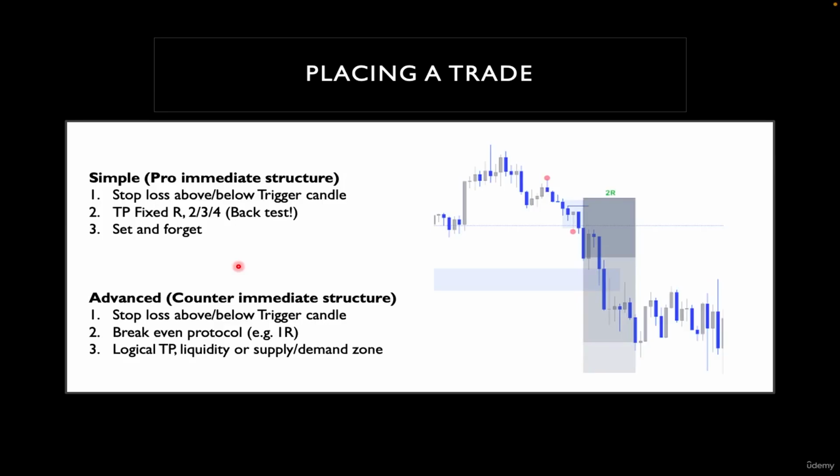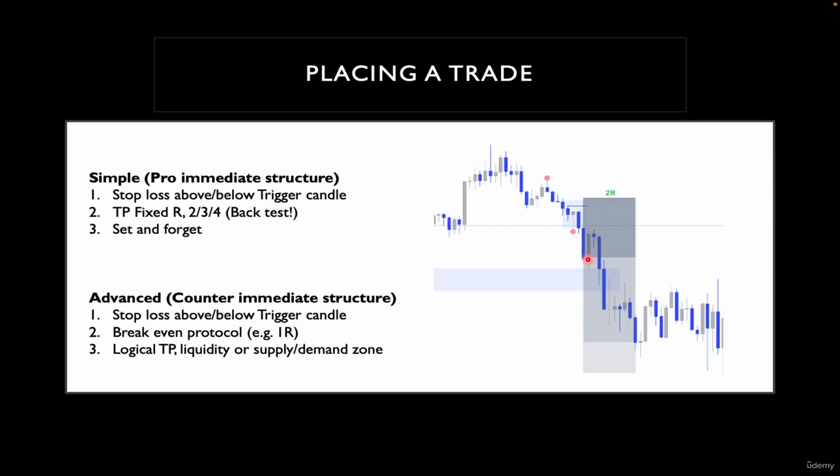So let's have a look at this. Remember I said previously that there's a simple way to trade this and a more advanced way. Simple probably isn't the right word, so I'll have a think how I'm going to word this in future. But when I say simple, what I mean by that is the most immediate structure to the left-hand side, like this one here. We can see the most immediate structure is bearish in this example. So in this example, we would just place a trade on the trigger candle close, stop loss above the trigger candle, and then a fixed take profit of 2R or 3R, dependent on what your backtesting results are.